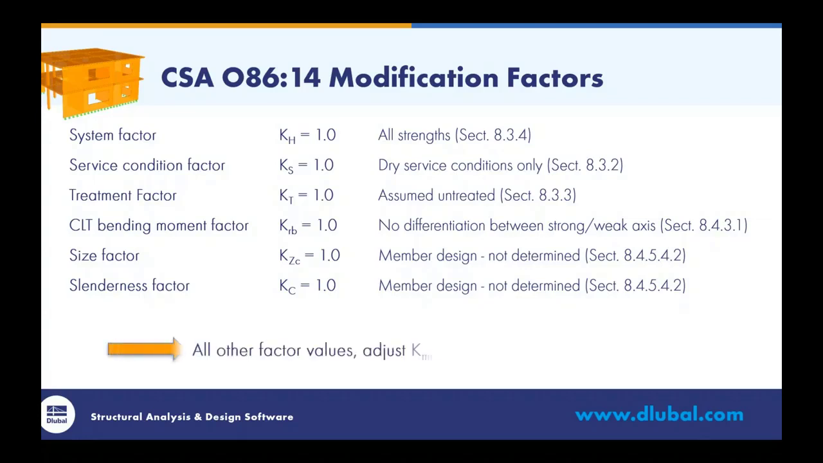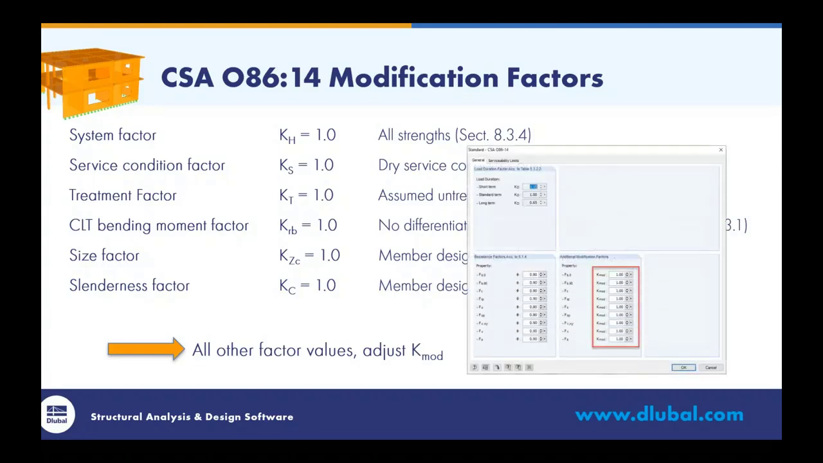So if you have the situation where you do not have one of these factors equal to 1.0, that's okay. All you need to do is to simply adjust K-mod, and this is the modification factor that can be applied to all strengths within RF-LAMINATE. So again, the assumptions over here on the left for these modification factors are made as 1.0. If you have anything else, just go ahead and adjust K-mod, which will modify those design strengths.